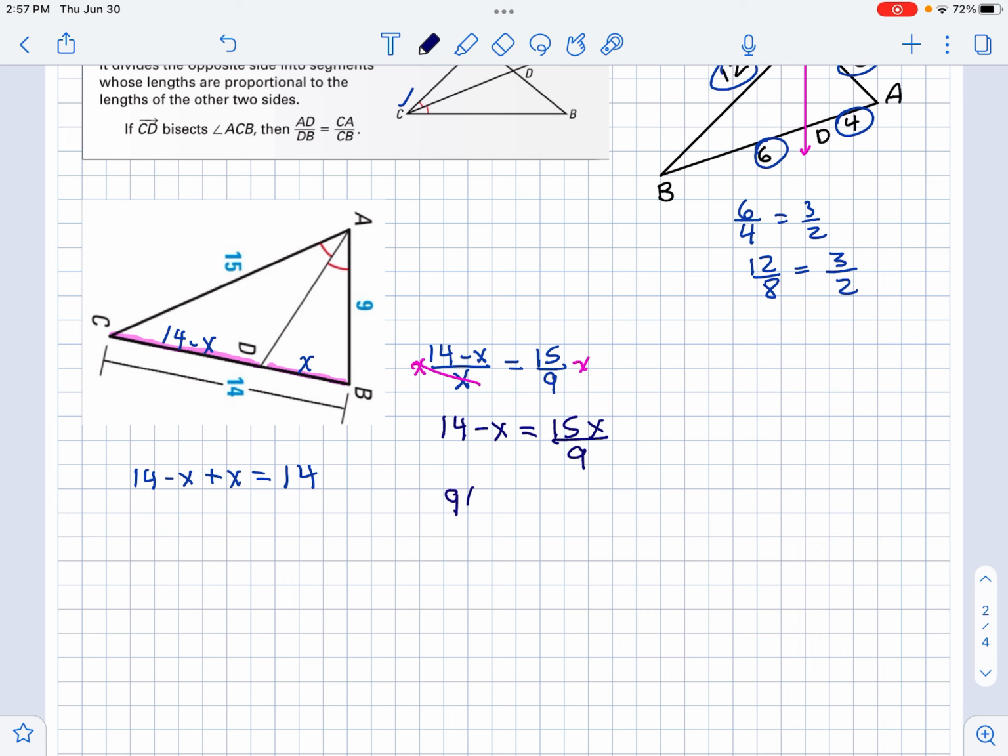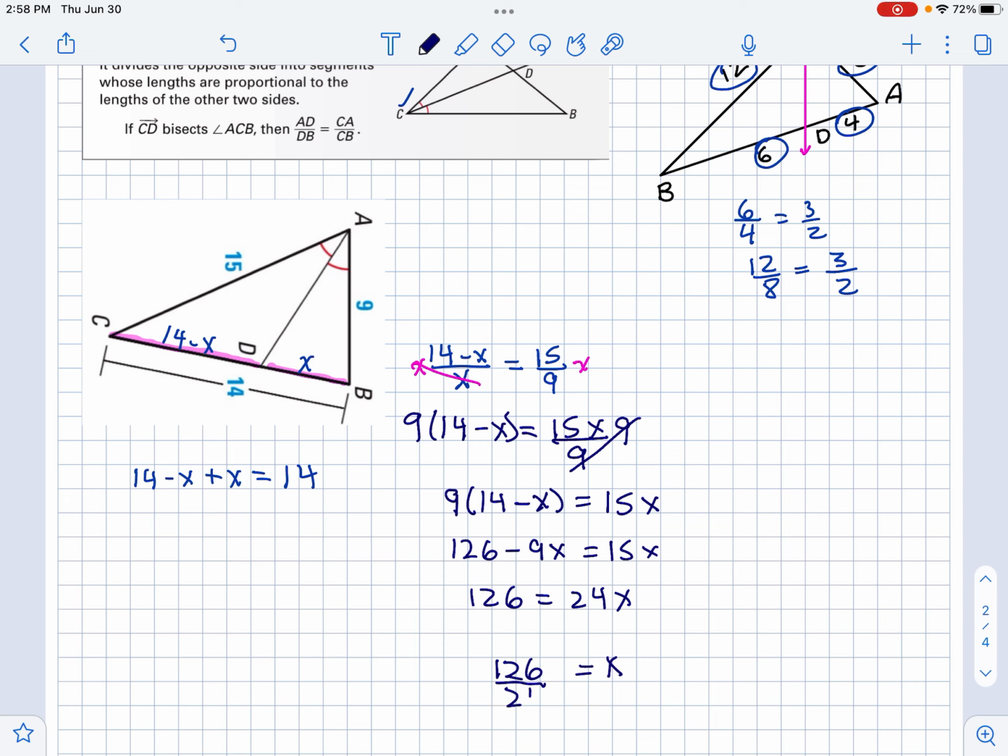So I get 9 times 14 minus x equals, notice I multiplied both sides by 9, 9 cancels over there, and I get 15x. Okay, so let's see what we've got now. We get 9 times 14, that's 126, minus 9x equals 15x. Let's see here, 126 equals 24x. And so we get x is equal to 126 divided by 24.